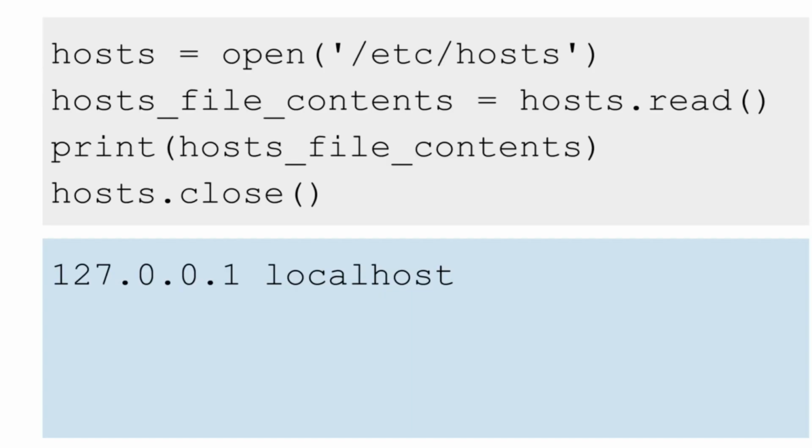It's a good practice to close a file once you're done with it. If your Python application opens many files during its execution, this could lead to a too many open files error. To close a file, use the close method on the file object. In this example, we open a file, read its contents, print it to the screen, and then close it.